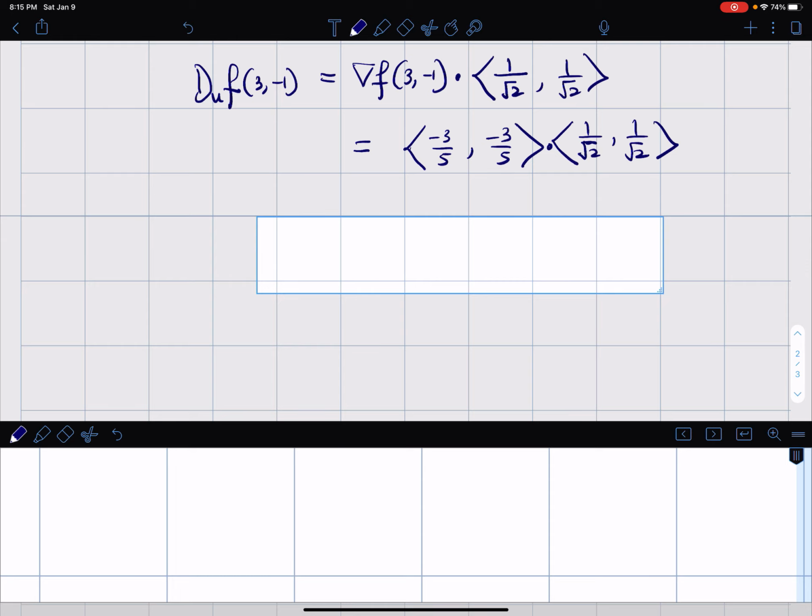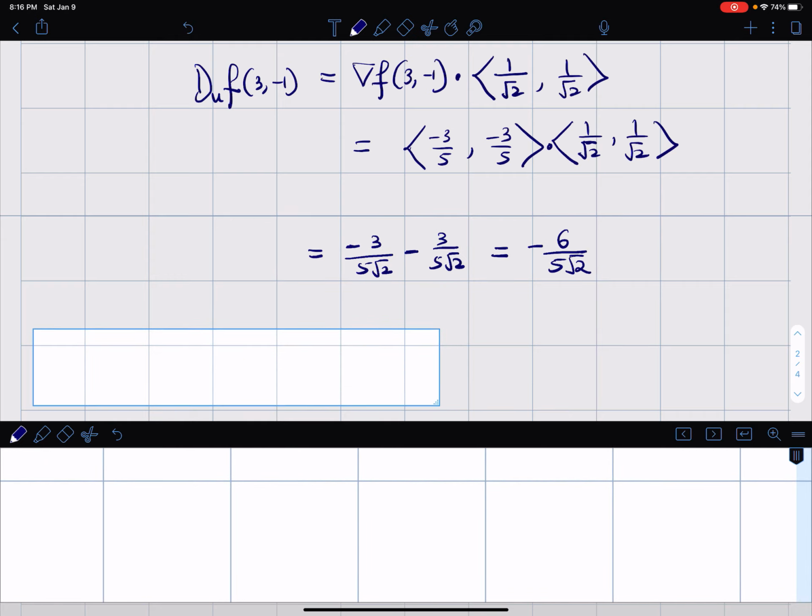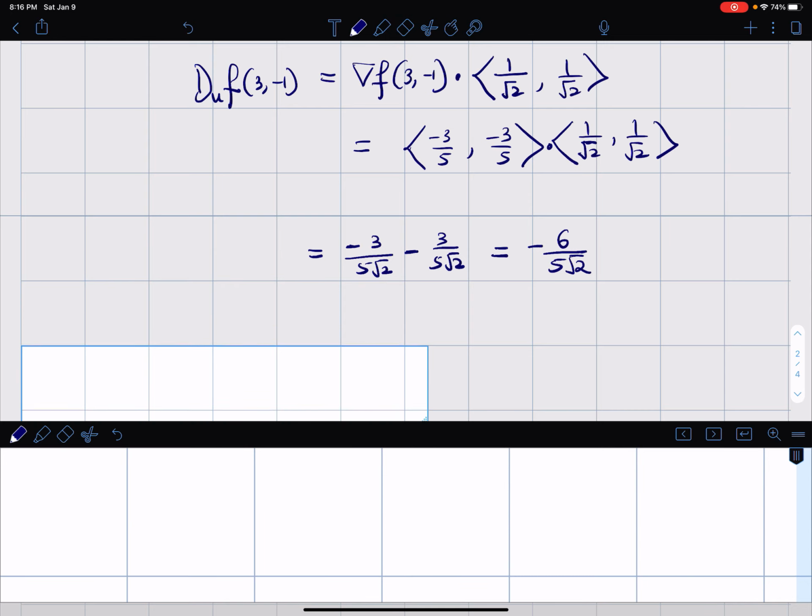All right, so this is -3/(5√2), then minus 3/(5√2), which is -6/(5√2). That's a weird answer, but sometimes some answers are weird.